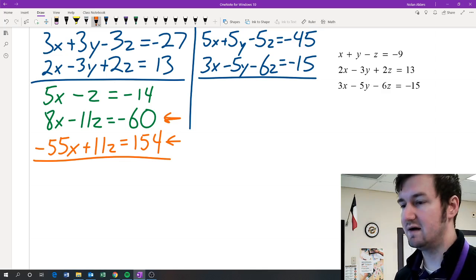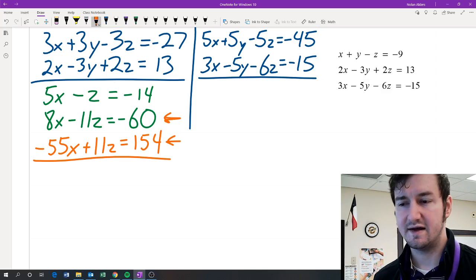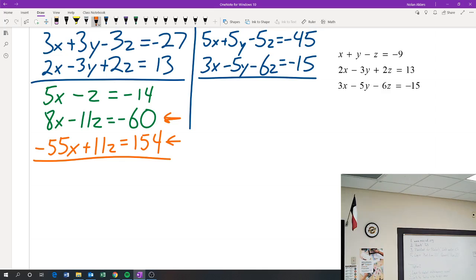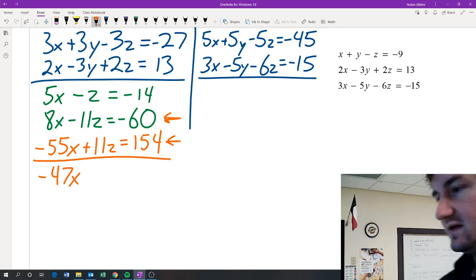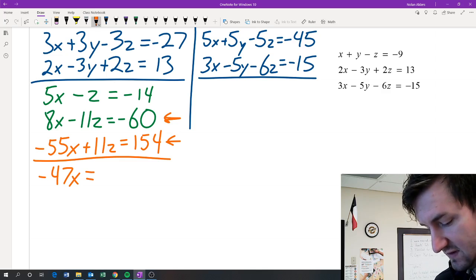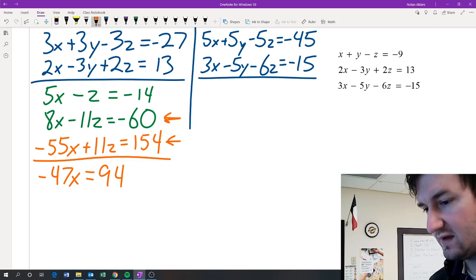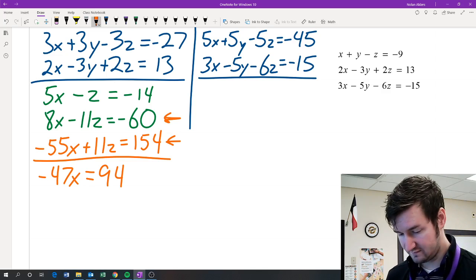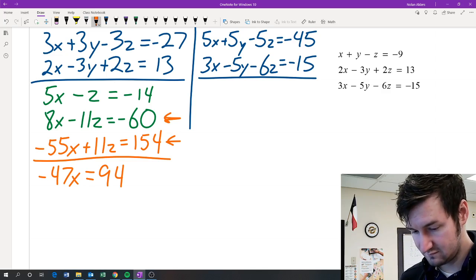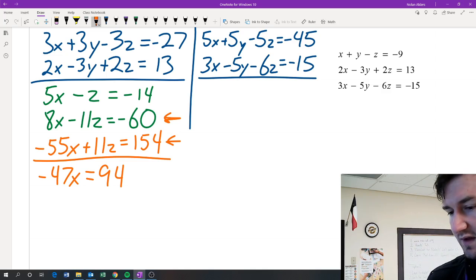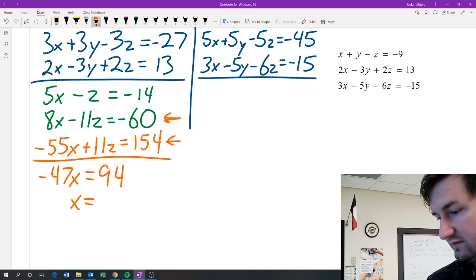And you can see that our z's will cancel. So 8x plus negative 55, negative 55 plus 8 gives us negative 47x. The 11s cancel out, and negative 60 plus 154 equals 94. We can now divide by negative 47, and we get x equals negative 2.